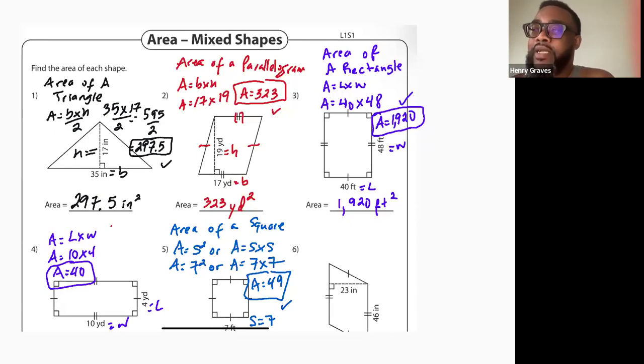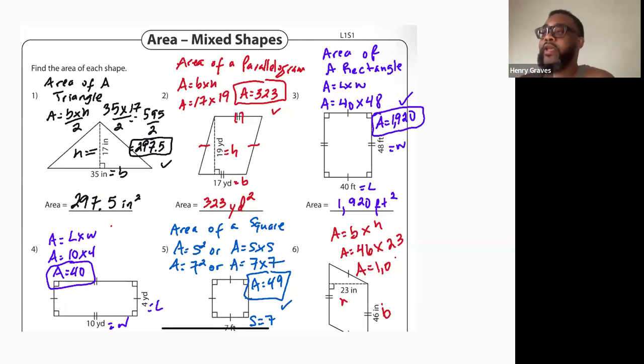This is base times height. So this is my base. This is my height. So I'm going to end up doing 46 times 23. So my area is going to be 46 times 23, which is 1,058. There we go. Easy, right?